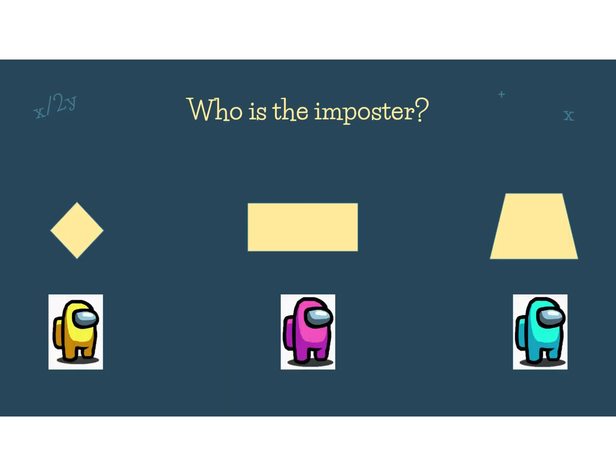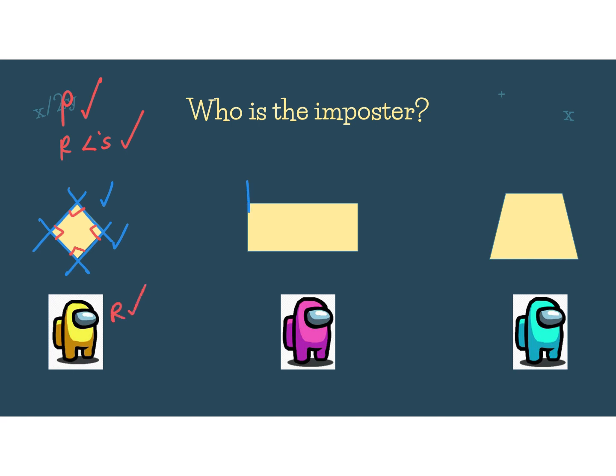All right, so which is the imposter? If you're remembering correctly, we're looking for parallel sides. We're looking for right angles. So let's see. Is this side parallel to this side? Yes, it is. Is this side parallel to this side? It is. Now we have to check the angles. They have to have 4 90-degree angles. Not 1, not 2, not 0. Has to have 4. So this one is a rectangle.